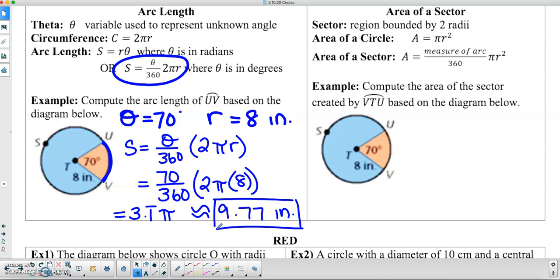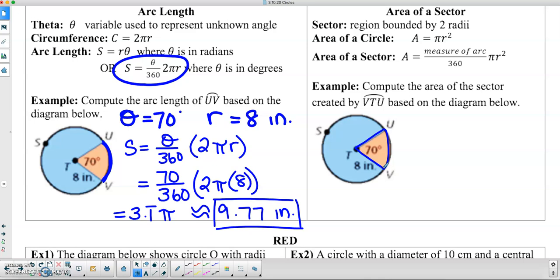Now let's look for the area of a sector. So instead of just finding the actual arc length, you want to look for this entire area here. Everything that's in orange is what we're going to look for. In this case, we're going to take the combination of area instead of circumference and then still multiply it by our degree measure divided by 360. So it says compute the area of the sector created by arc VTU based on the diagram below.